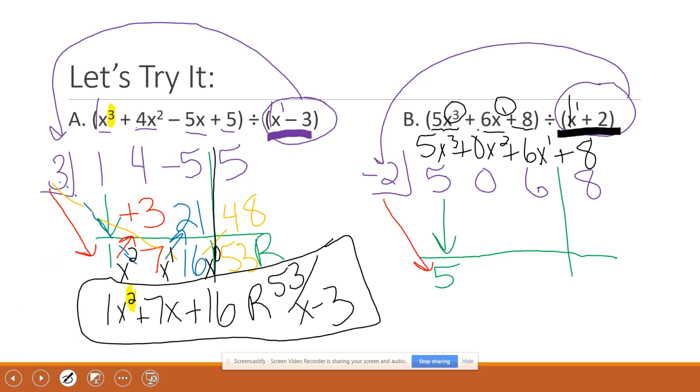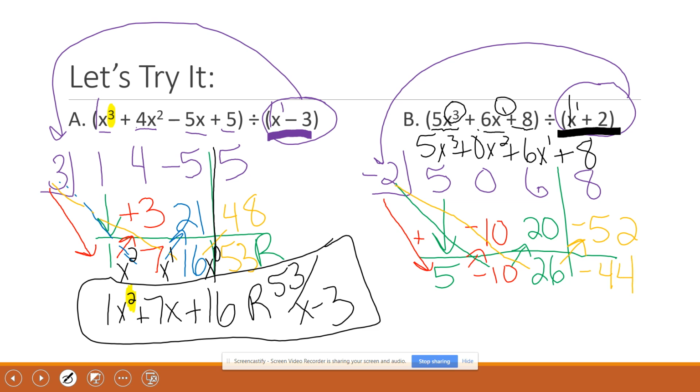So then we start. -2 times 5 is -10. 0 plus -10 is -10. -2 times -10 is +20. 6 plus 20 is 26. -2 times 26 is -52. 8 plus -52 is -44. Okay, so we know our remainder is -44.